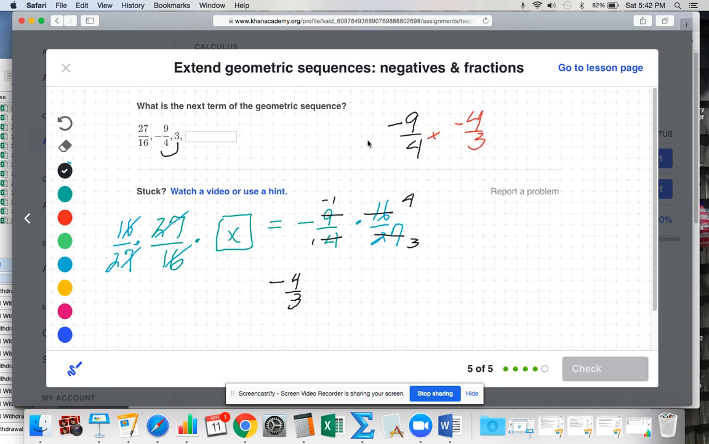Okay, let's prove that. The 4 and the 4 cancel out. The 9 and the 3 cross cancel. And so I end up with 3, which is what this is. All right, so I'm going to multiply by negative 4/3. 3 times negative 4/3 is just negative 4. Right, so that wasn't too bad.